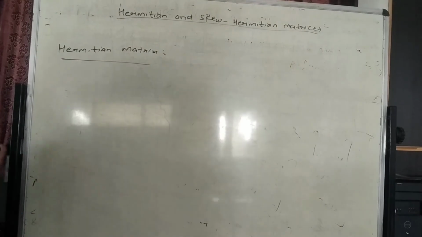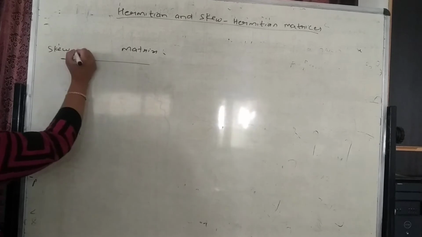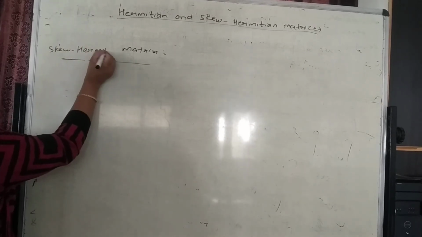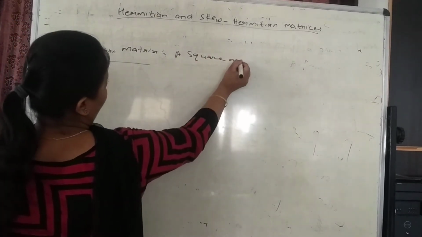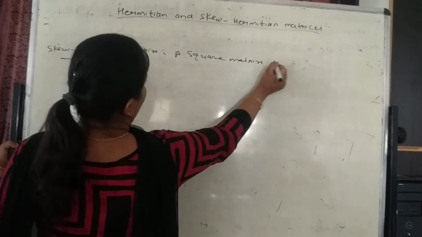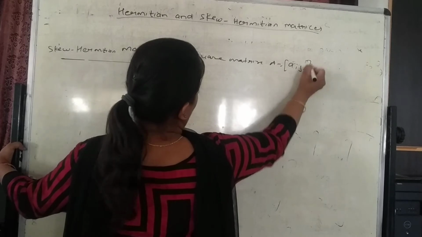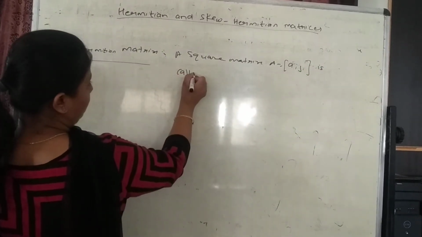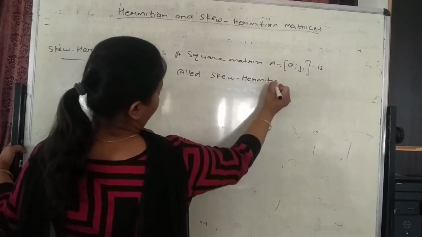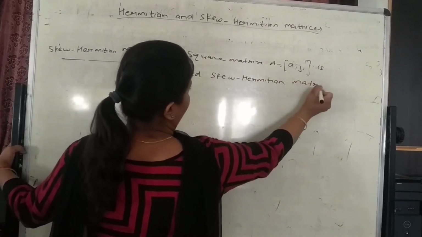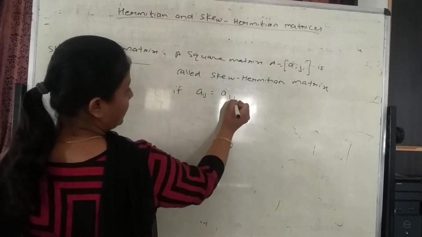Now, what is the definition of a skew Hermitian matrix? A square matrix A. Here we also have to take a square matrix. A square matrix A is called a skew Hermitian matrix if Aij will be equal to Aji bar.